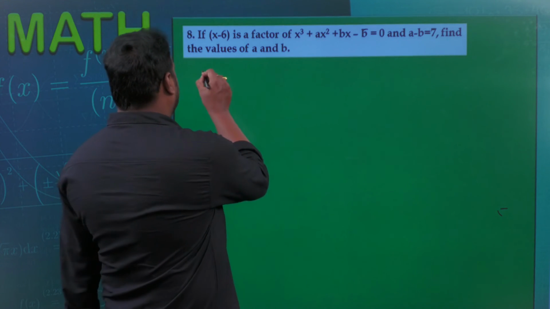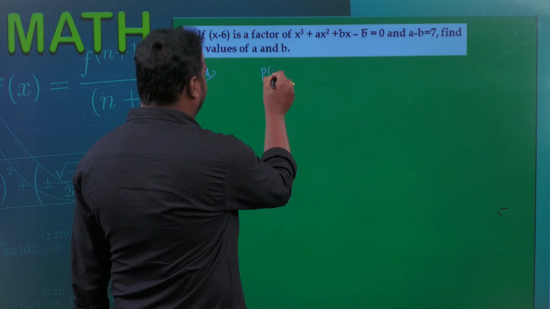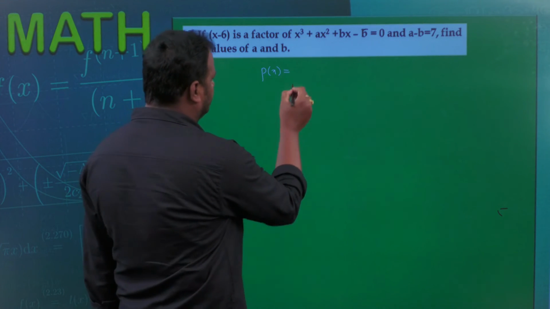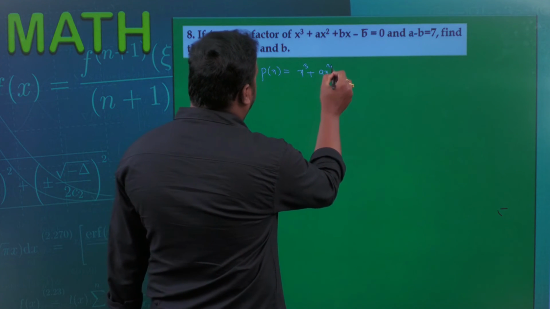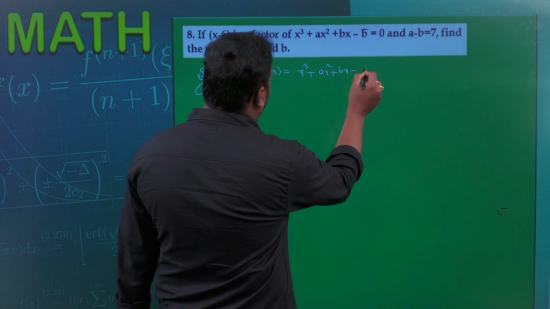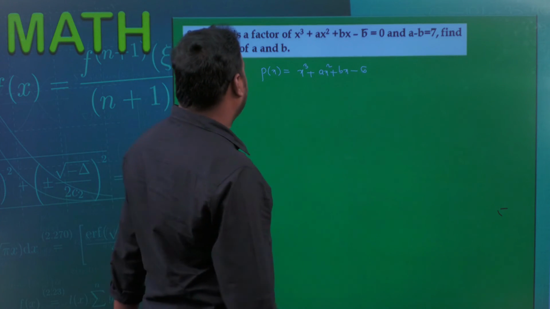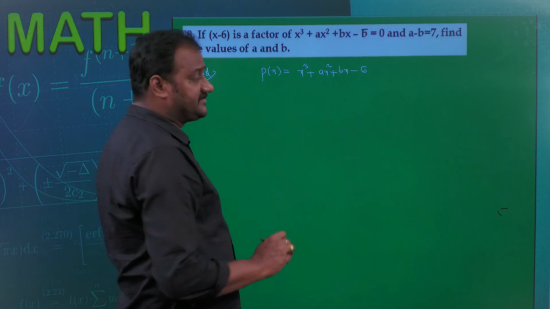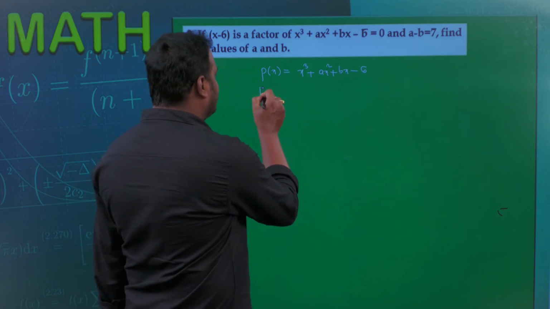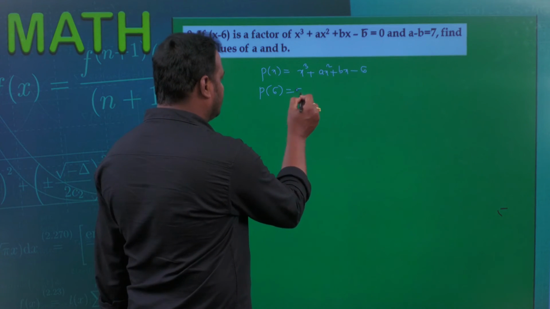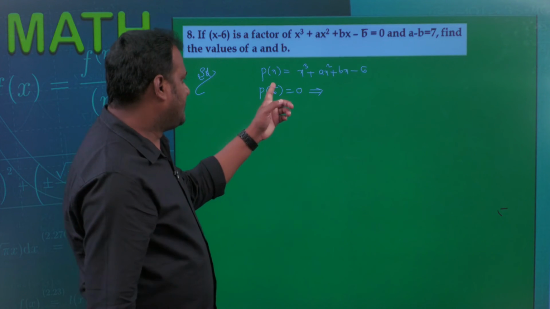Fine. So x minus 6 is a factor of the polynomial. I am taking the given polynomial as p of x is equal to x cube plus ax square plus bx minus 6. Since x minus 6 is a factor, according to the remainder theorem, p of 6 is equal to 0. Substitute 6 in the place of x.